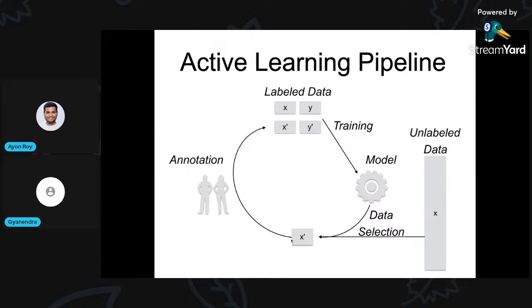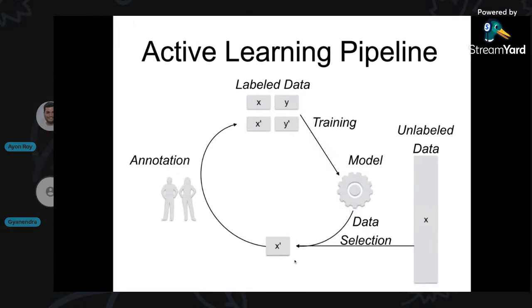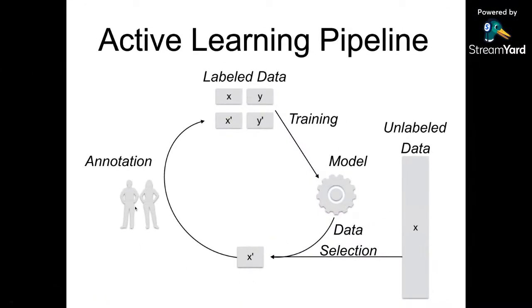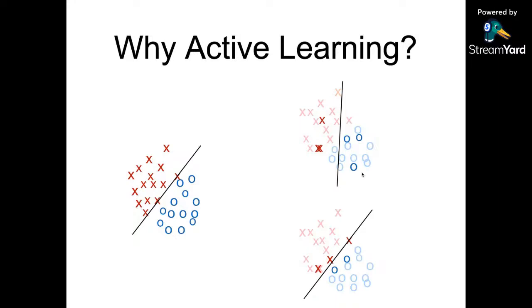model will select some x's from the unlabeled data and give them to the human, and the human will annotate them and train the model again. So why do we do this type of setup? In the supervised setting, we always try to build a classification boundary by seeing the data.